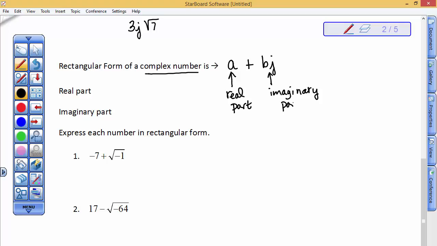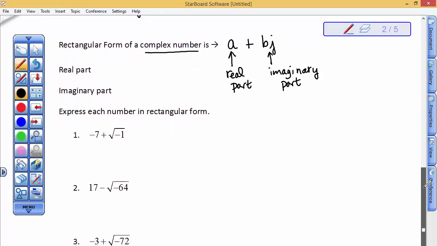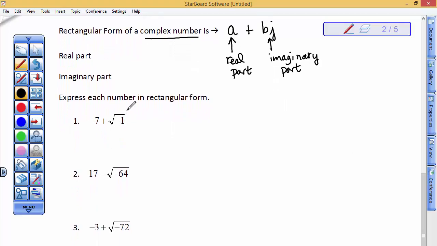So for example, on this problem right here, we've defined already just on the previous page that the square root of a negative 1 is just j. I'm going to bring down my plus sign, and I have written this in rectangular form. I've got a real number and then a term with j in it.